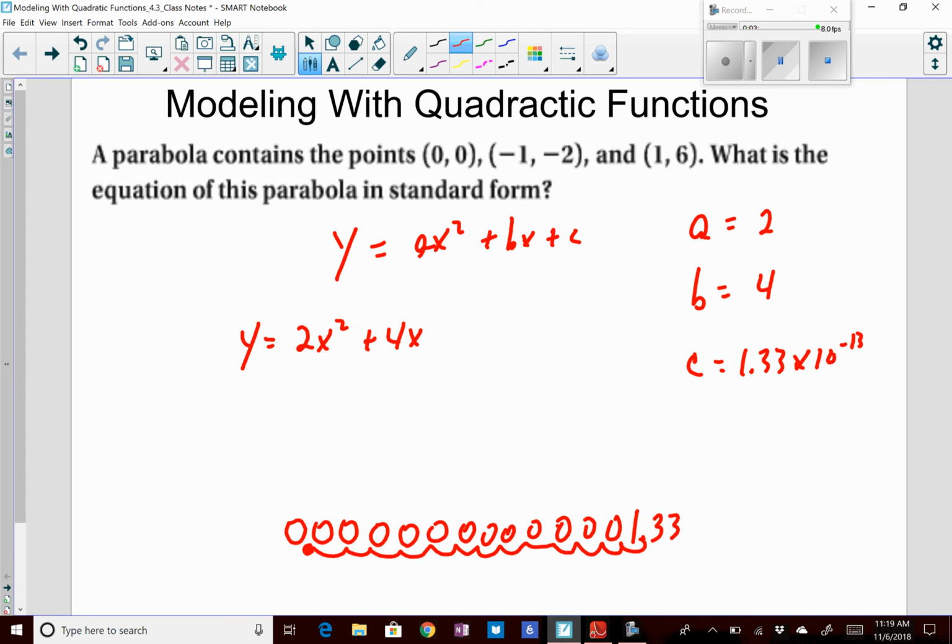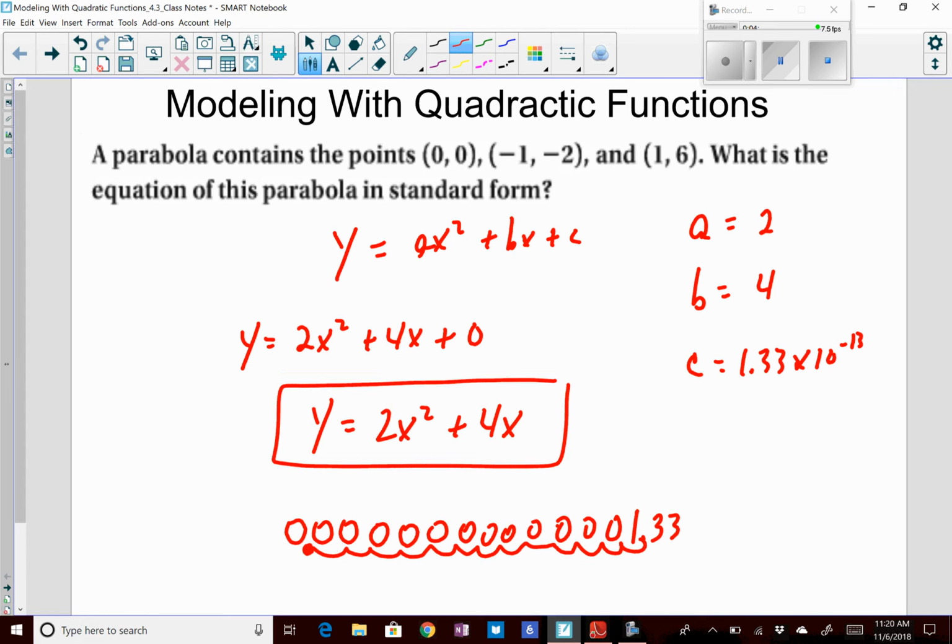So when I look at this number, if I had to round it, it would round to 0, nothing else. So I could put plus 0 here, but 2x squared plus 4x plus 0 is just 2x squared plus 4x. So my equation then will be 2x squared plus 4x, and there's my equation in standard form. So again, very much like doing the linear regression, except we're doing a quadratic regression.